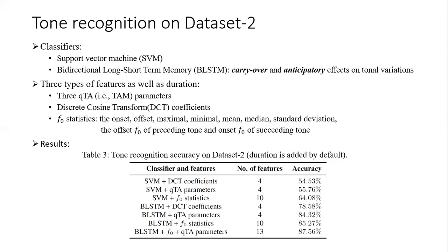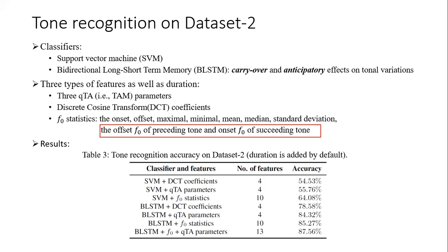As shown in Table 3, the statistical features had the general better performance, especially among the SVM-based classifiers. This may be explained by the fact that they explicitly included information from neighboring syllables. That is, the offset F0 of a preceding tone and the onset F0 of a succeeding tone.